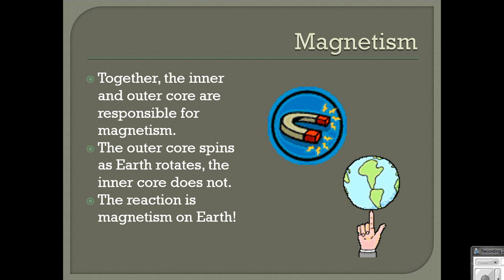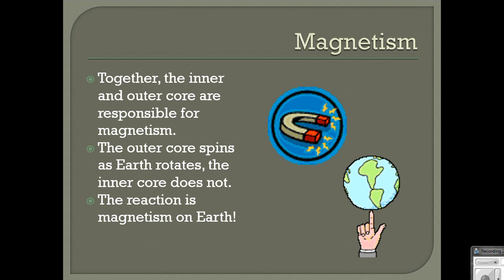And because of that, there's friction between the outer core and the inner core. And there's iron particles in both the outer core and the inner core. And when we rub iron particles together, we get a magnet. And so magnetism on our planet is really important because we exude a magnetic field around us, and that helps to protect us from the sun.